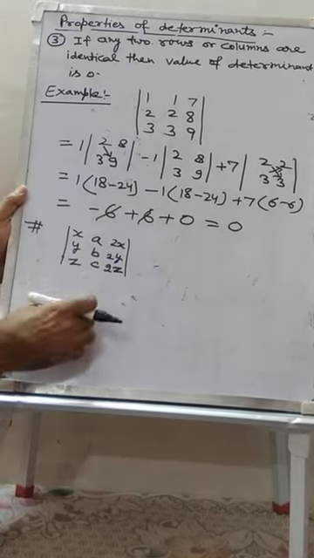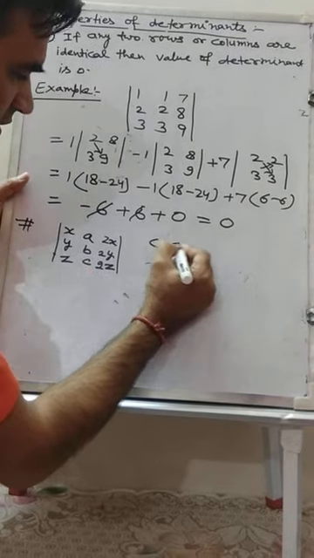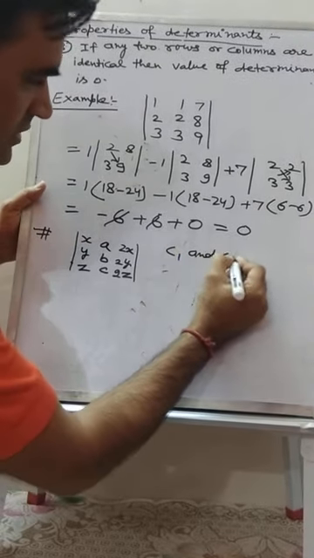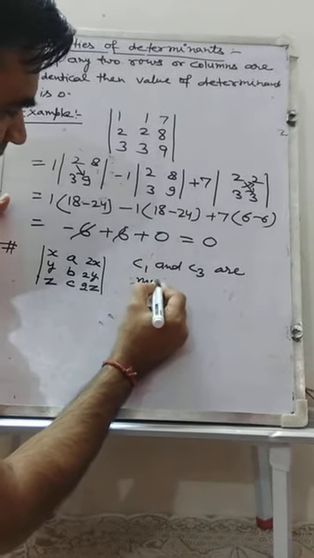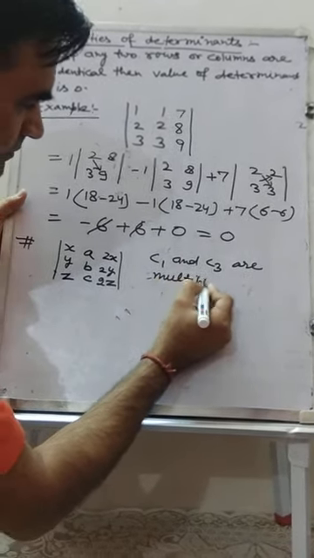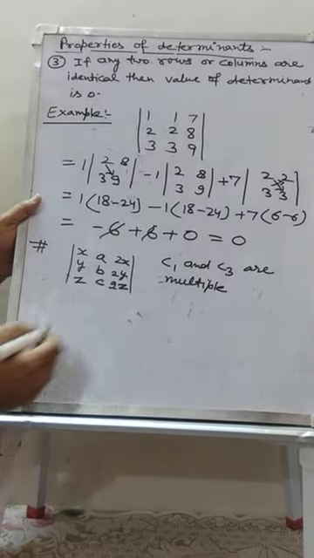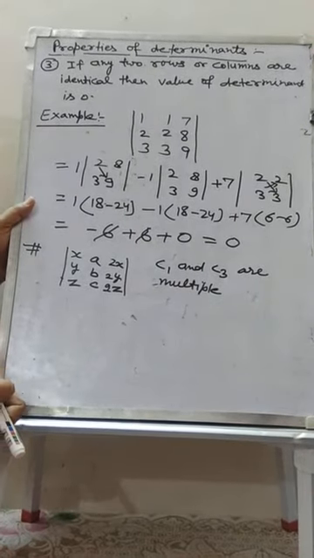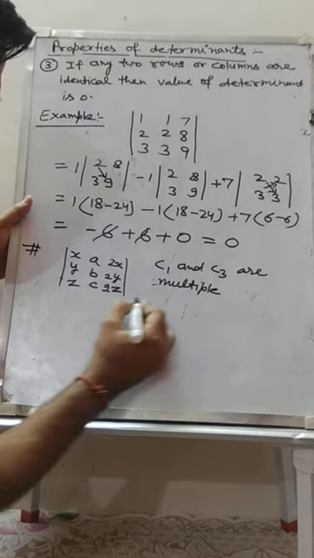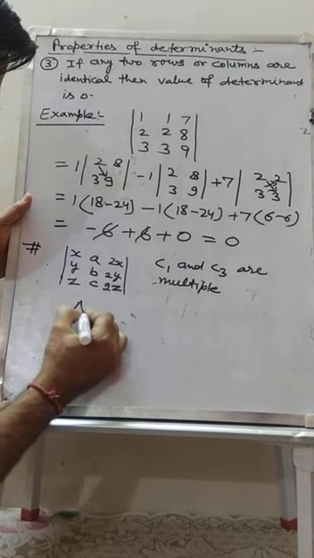Here you are seeing C1 and C3 are multiples, or we can say C3 is a scalar multiple of C1. Then the value of this determinant will also be 0.